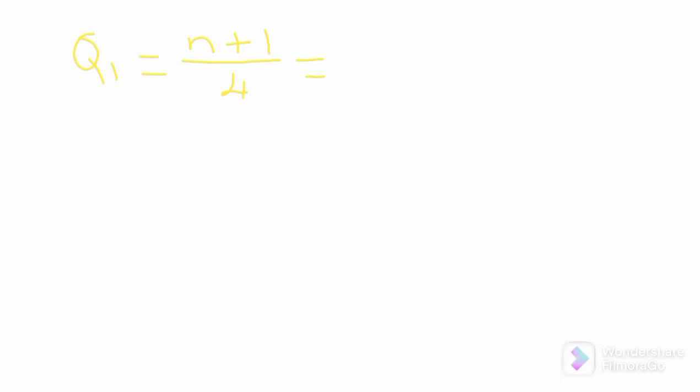So we simply substitute from here. n is the total number, which is going to be 25. We add it with 1 and divide by 4. 25 plus 1 divided by 4 is going to give us 6.5. So this is the position, remember.